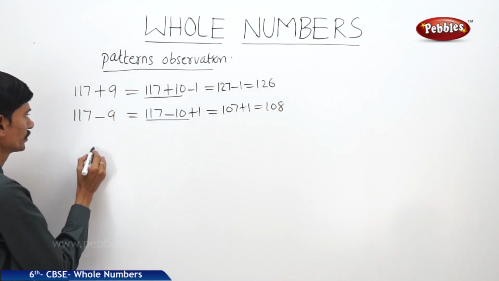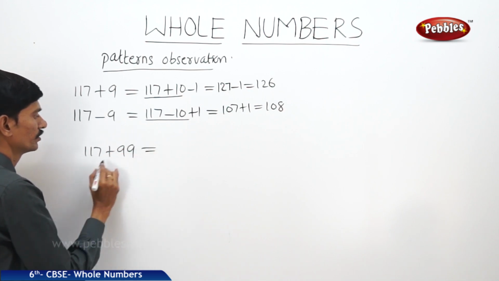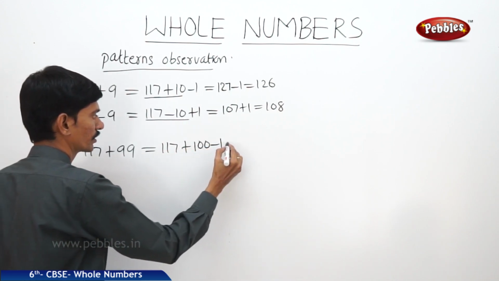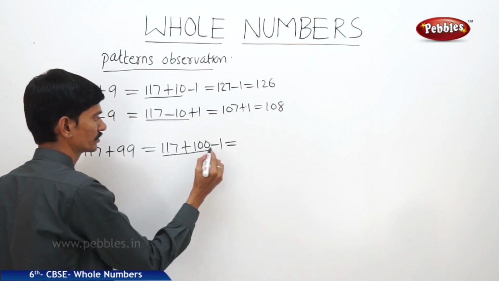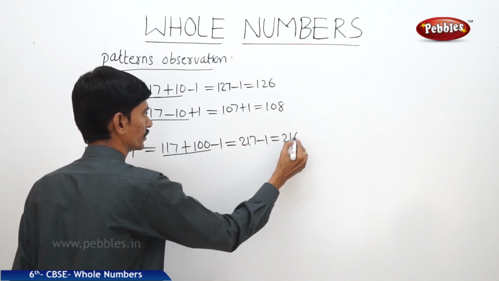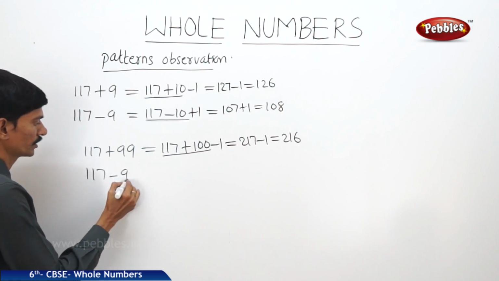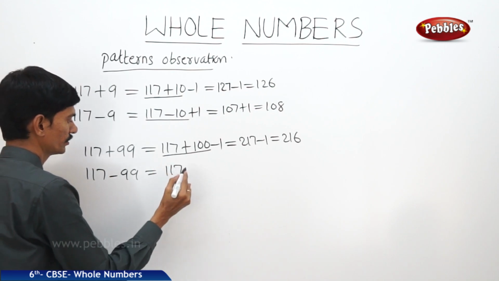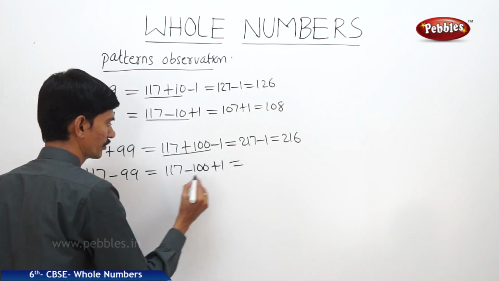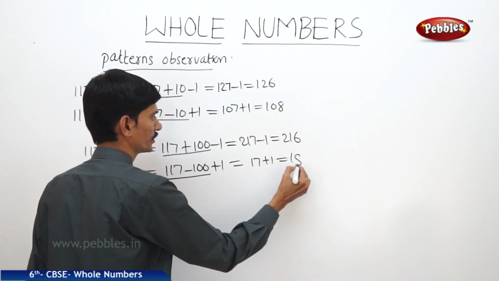Now we can use, so 117 plus 99 can be written as 100 minus 1, which equals 117 plus 100 is 217, minus 1 equals 216. So then we can do even the subtraction, 117 minus 99. So minus 99 can be written as minus 100 plus 1. So this equals to 117 minus 100 is 17, plus 1 equals to 18.